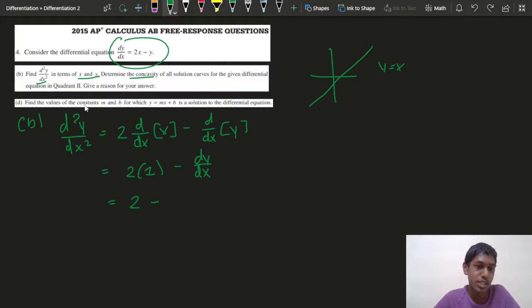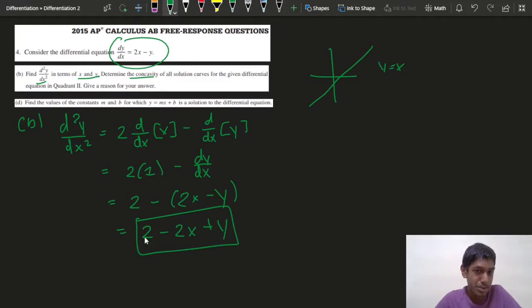Now they want us to express it in terms of x and y, so let's just plug in whatever we have here for dy dx. 2 minus 2x plus y. Okay, so there we have it. Pretty simple. This next part may not be so simple, so we've got to determine the concavity also.